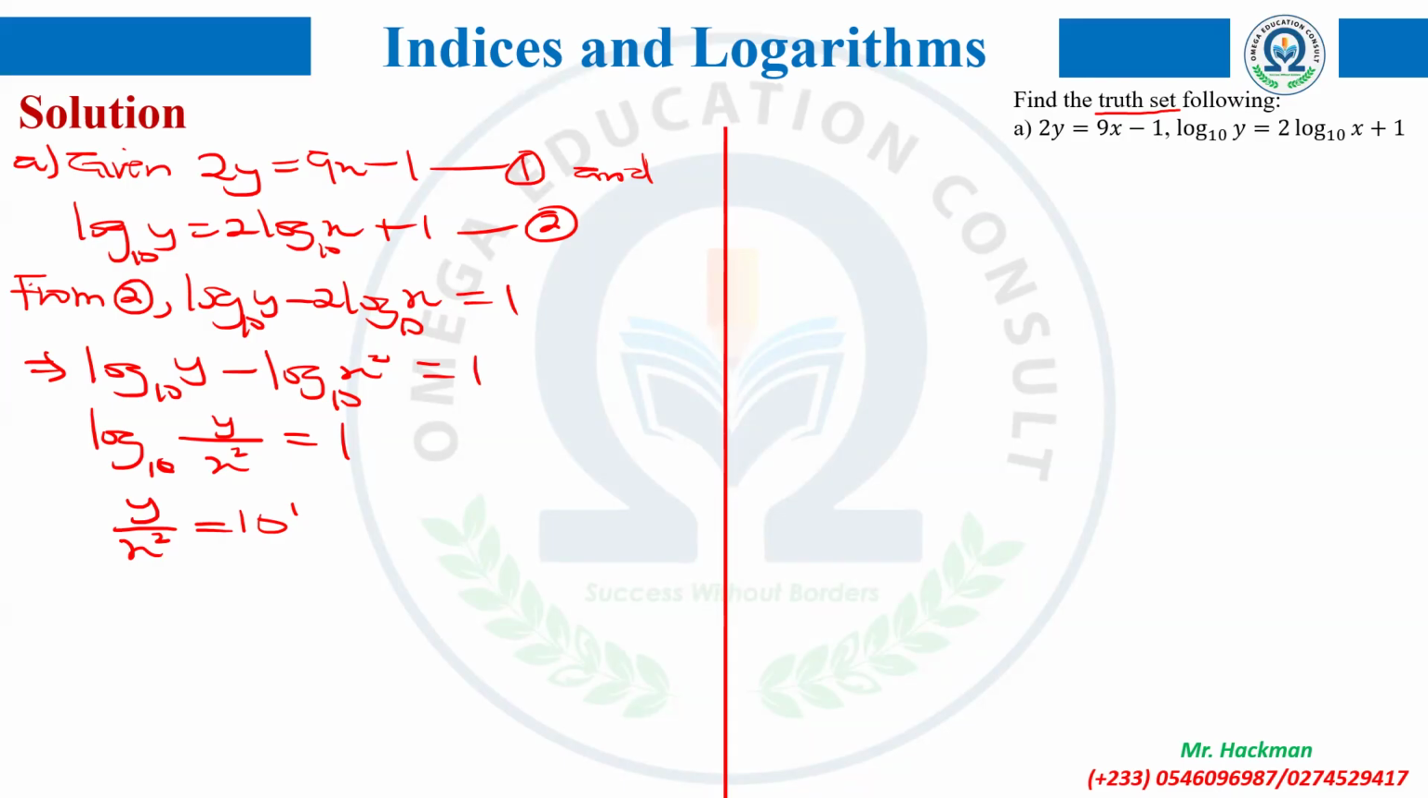Hello, is my point well made? Yes, please. Okay, so 10 to the power 1 we know is the same as 10. So now we cross multiply, and we get y equal to 10x squared. Is that clear? Remember, I have told you before: your labeled equation should not involve fractions.